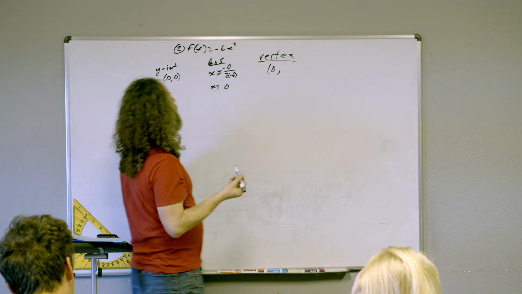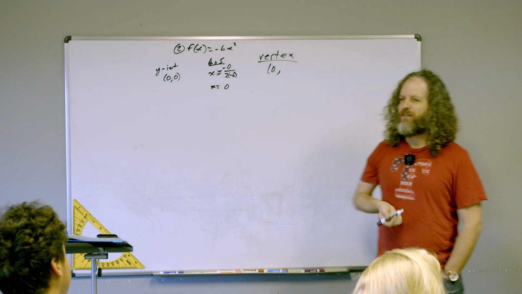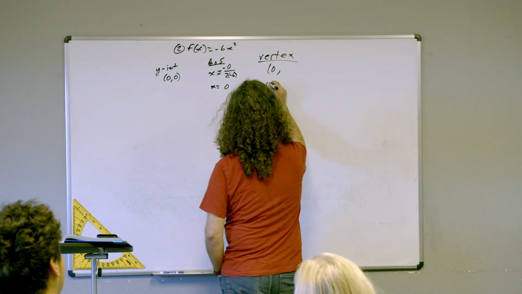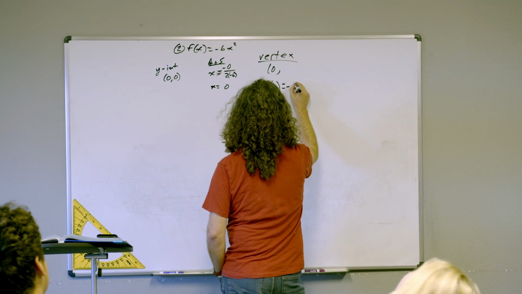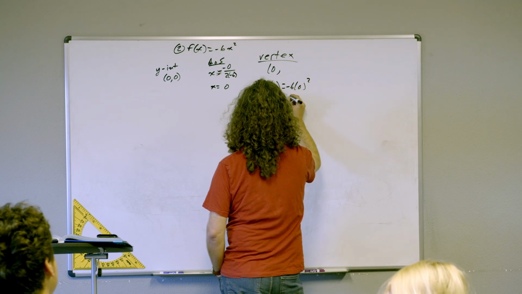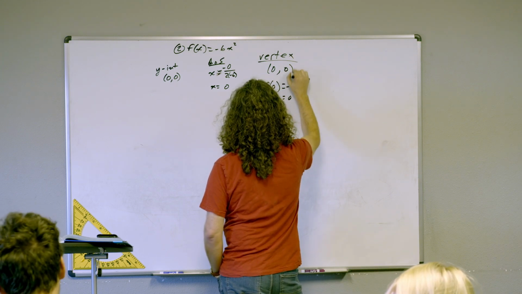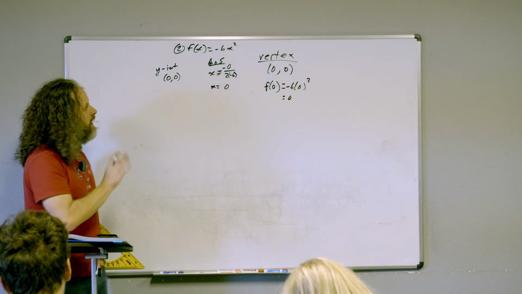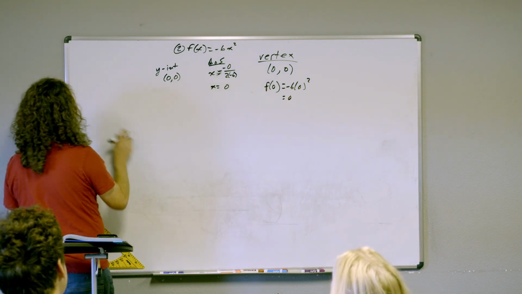So how do we find the y part of the vertex now? We plug in, put that in for the x, and we already know that f of 0 equals negative 6 times 0 squared, which is still 0. Great. It's all 0. So those are all part A. Great. Part B is to do the rest of the table.